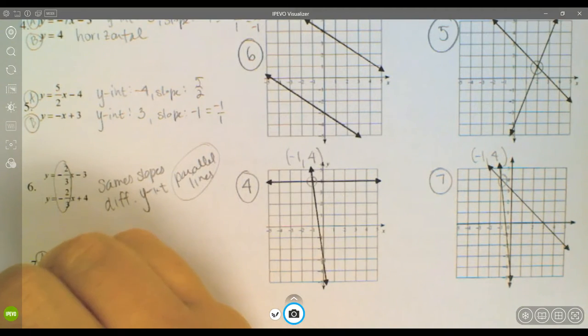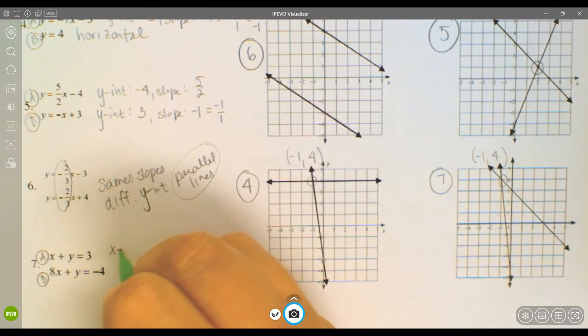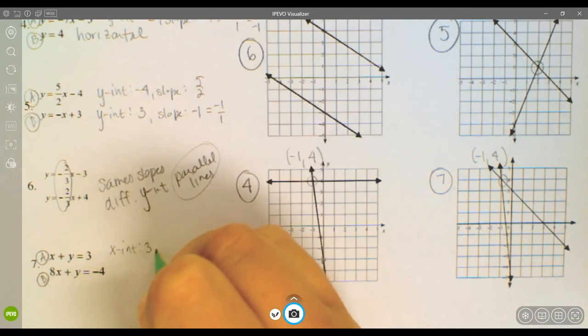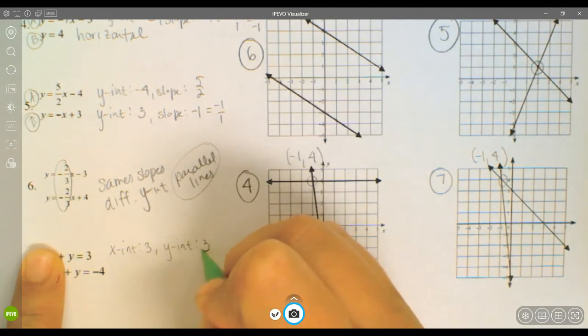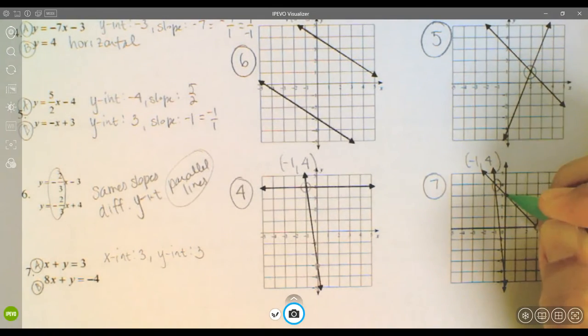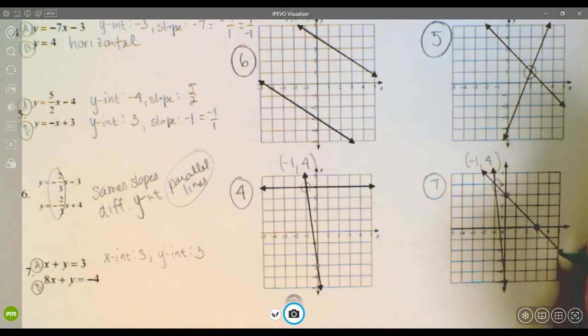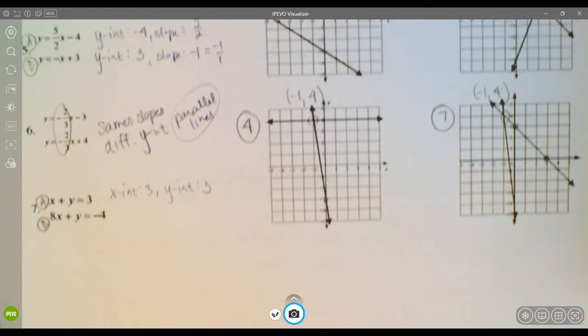I love standard form. I know that when I look at equation A, when I cover this up, I find that I've got an x-intercept of 3. And when I cover up the x, I see that I have a y-intercept of 3. So on my x-axis, I plot a point at 3. And on my y-axis, I plot a point at 3. And there's my line. But let's actually work through this one.